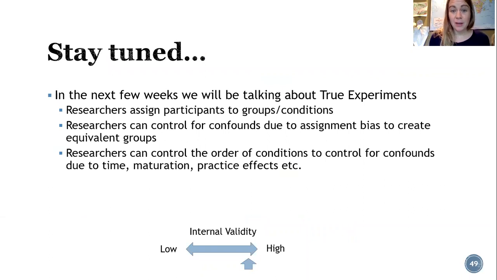So in the next few weeks, we're going to be talking about true experiments where researchers assign participants to different groups or different conditions. The researchers in this way can control for any possible confounds due to third variables, due to directionality effects, due to assignment bias, and they can ensure that they're creating equivalent groups. They can also, unlike in this kind of design where we can't control the order of effects, in experiments, do things to control that order, which is a way to control for confounds that are due to time or maturation or practice. So on the scale between low and high internal validity, experiments fall really on the high side. So we're going to be talking about that over the next few weeks.